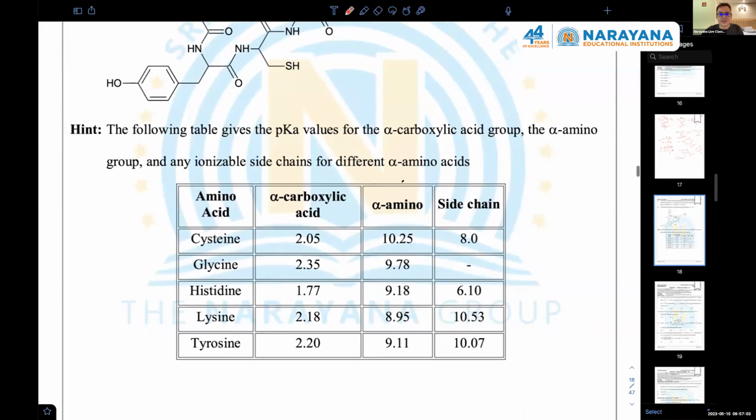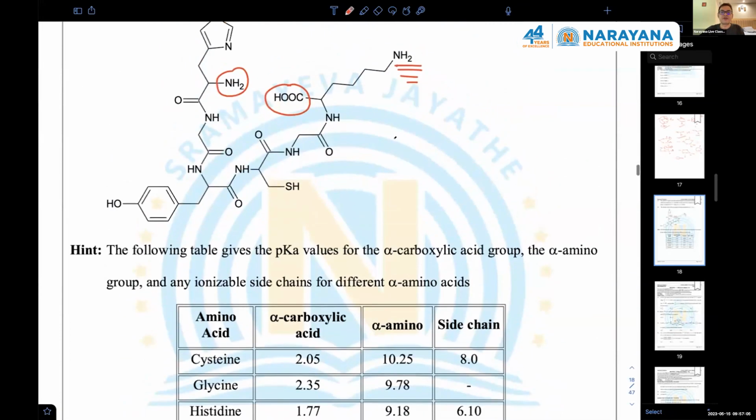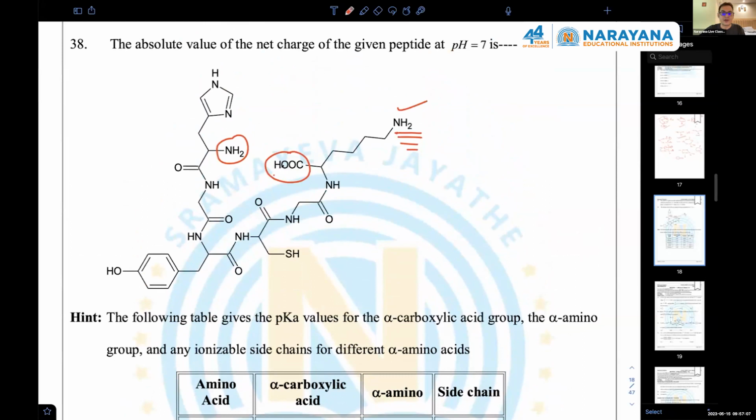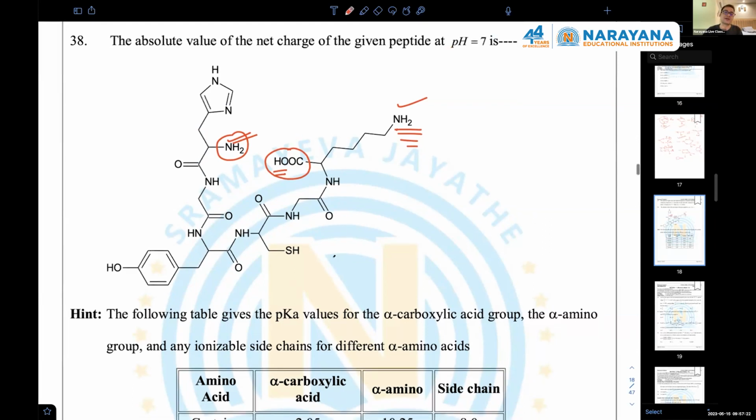This one is lysine. The NH2 will also protonate, and that will lose the acidic H. That will also protonate. So 2 positive, 1 negative, that charge you will get. 2 positive, NH3 positive, and COO negative. Yeah, that question is on the easier side only because they have given the table.